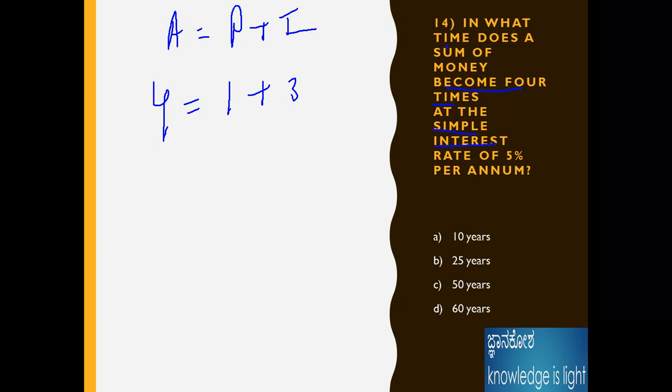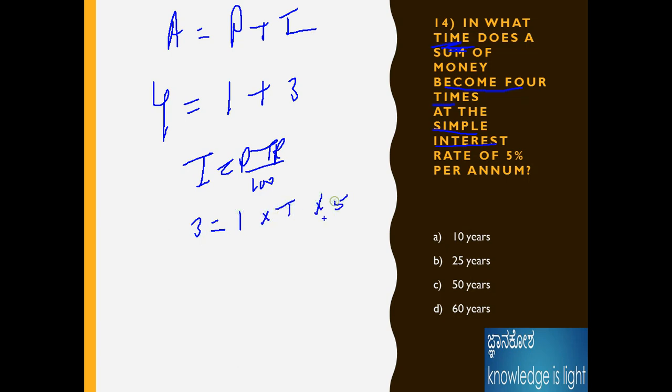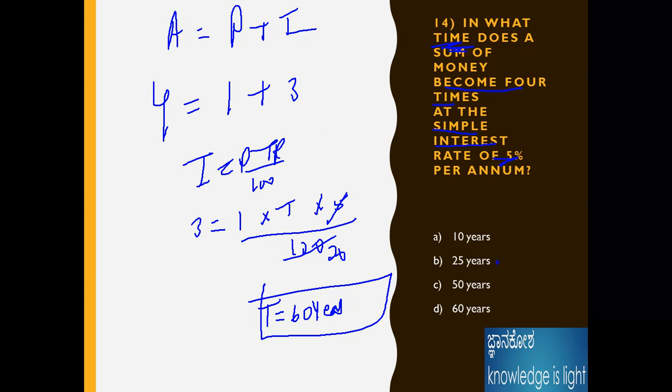The question is, in what time? So we need to calculate T. I is equal to PTR over 100. Therefore I is equal to 3, P is equal to 1, T we need to calculate, the given rate of interest is 5, over 100. So 5 T is equal to 300, T is equal to 60 years. 60 years is the time taken for 4 times. Understand? 60 years is the answer for this question. Okay, next question.